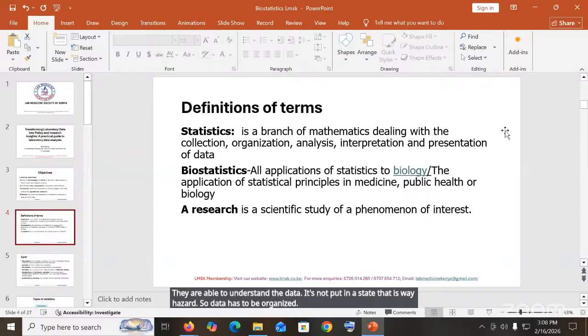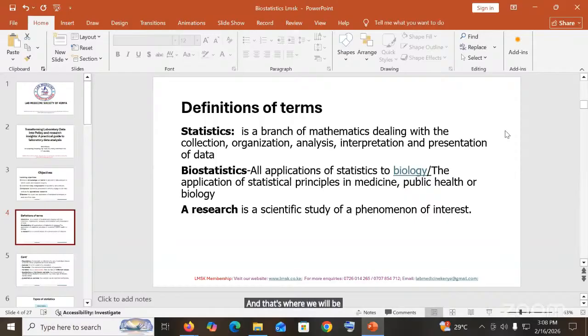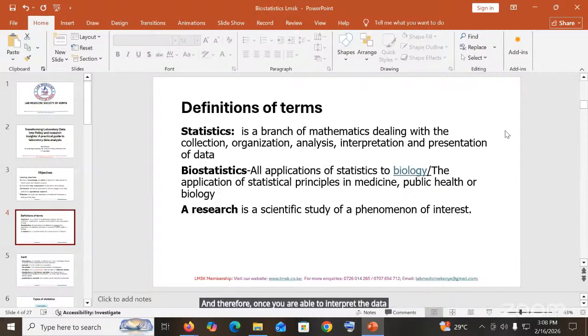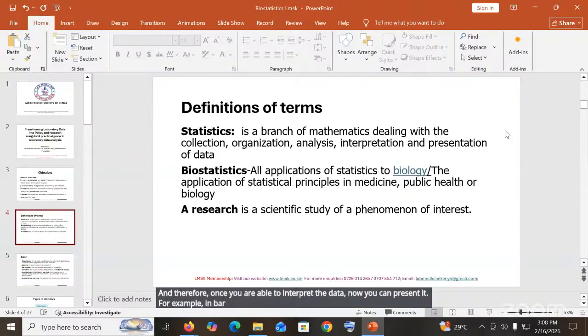Then after organization, we need to analyze this data. And that's why we will be building our entire training today. Analysis of data is key, because once you analyze the data, then this data can be interpreted. And therefore, once you are able to interpret the data, now you can present it, for example, in bar graphs, in charts, and so forth.